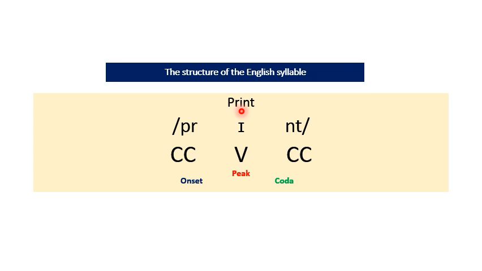But we have to pay attention to the diphthong sounds. There are two vowels at the same time, but they are considered as one vowel, as we understand. Okay, so let's have a look at the onset part and the coda. And this is the transcription of the word print.